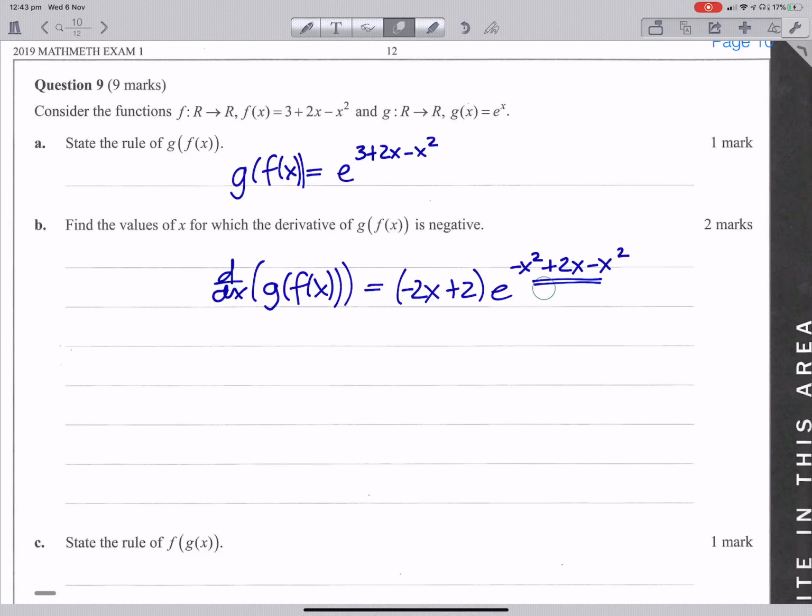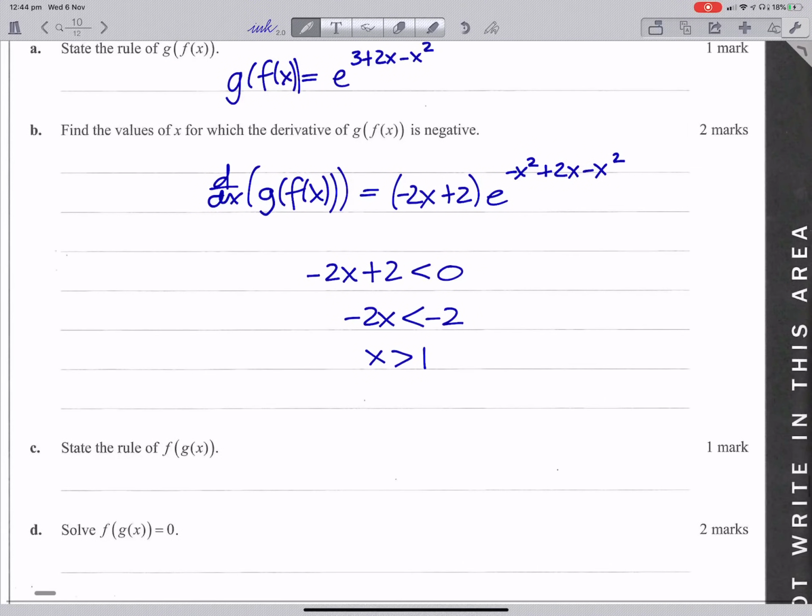This is always going to be positive because it's an e to the x graph. Doesn't matter what the power is, it's always going to be positive. So therefore to be negative, the coefficient has to be negative: negative 2x plus 2 has to be less than 0. Negative 2x has to be less than negative 2. X has to be greater than 1.